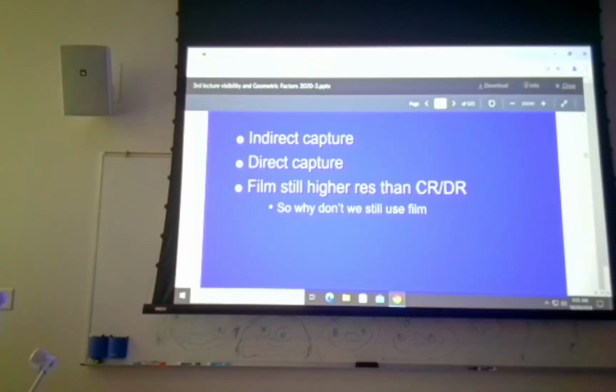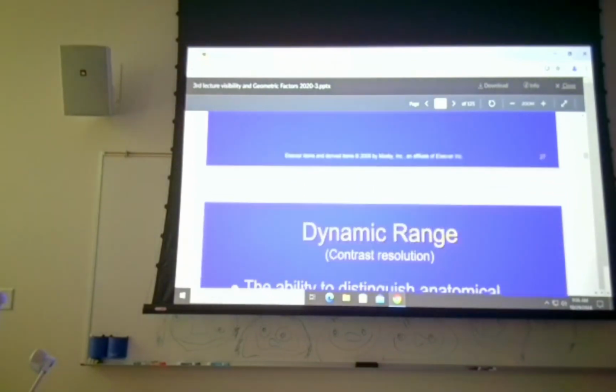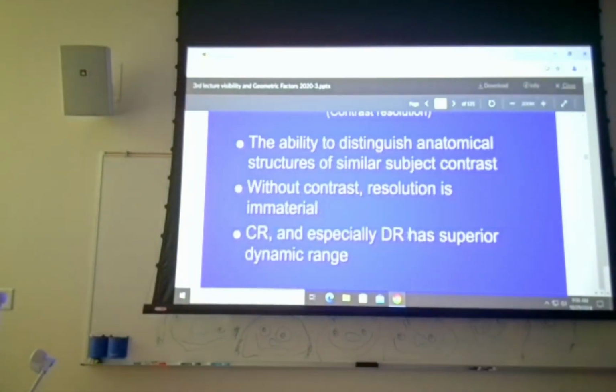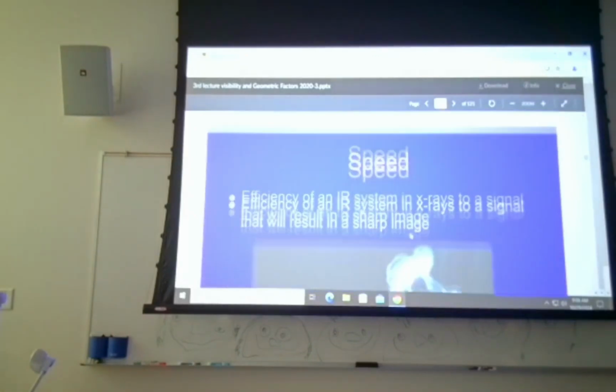So the dynamic range is so much better that we can visualize the detail that is there, and what little amount of detail we lose is, I won't say irrelevant, but less relevant. If you don't have the contrast, you can't see the detail anyway. Right, so in the absence of contrast, spatial resolution is less important. So the dynamic range is what it's all about. That's your contrast resolution in CR and DR. So CR, and especially DR, has superior dynamic range.